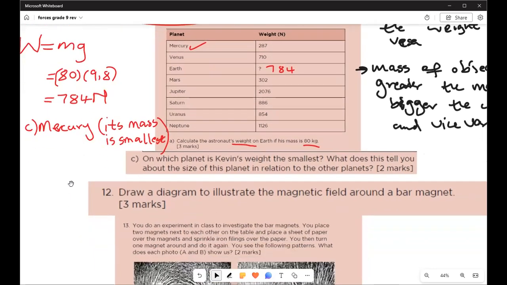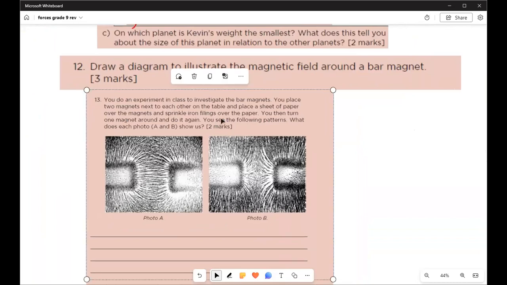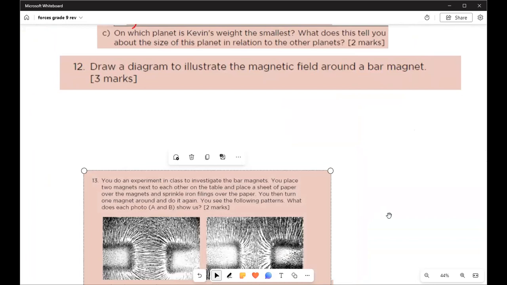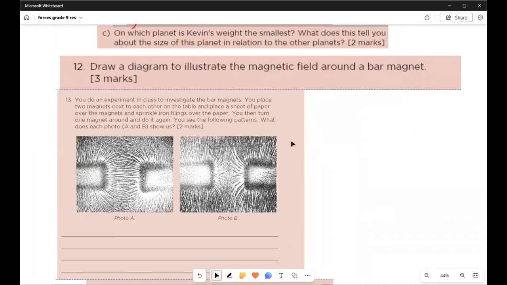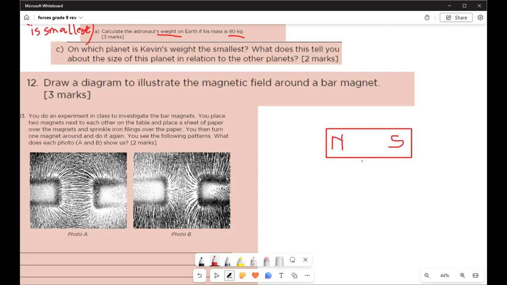Now we're going to check this one. Question 12. They say we need to draw a diagram that illustrates a magnetic field around a bar magnet. Okay, so a bar magnet, we'll represent it with a rectangle like this. Perfect. And then we have the two poles. The first pole is the North Pole. Then we have the South Pole. That is our bar magnet.